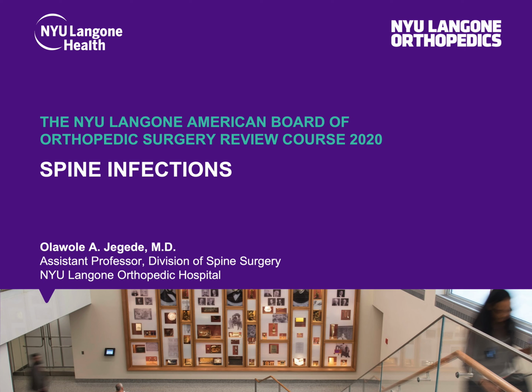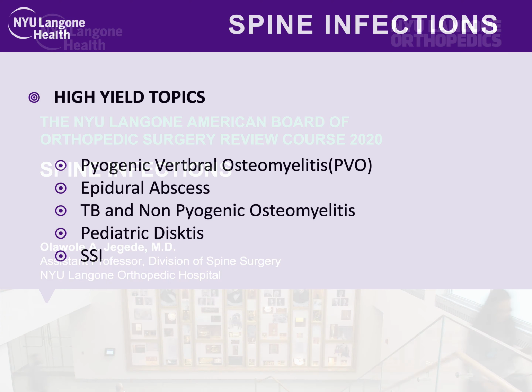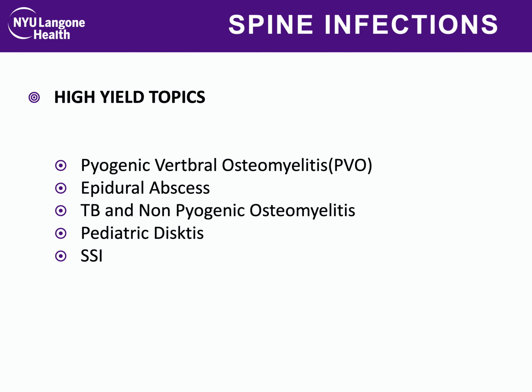It'll be one part of a two-part talk which includes spine infections and spinal malignancy. So under the topic of spine infections, the high-yield topics for the boards include pyogenic vertebral osteomyelitis, or PVO, epidural abscesses, tuberculosis and non-pyogenic osteomyelitis, pediatric discitis, and surgical site infections. We'll touch briefly on surgical site infections, but we'll go over these topics in this order.